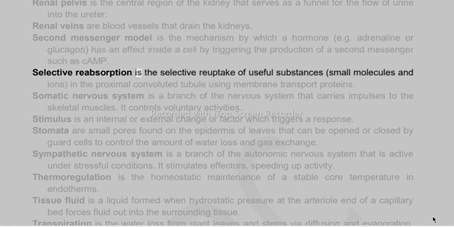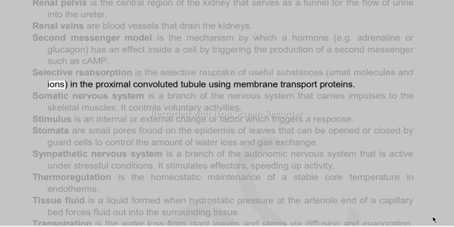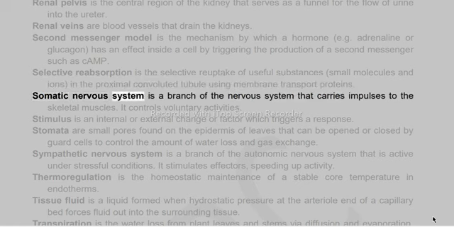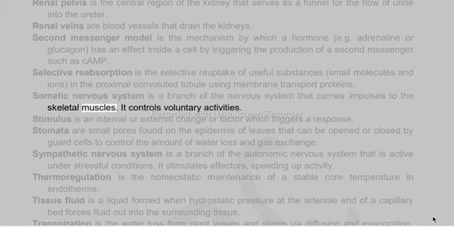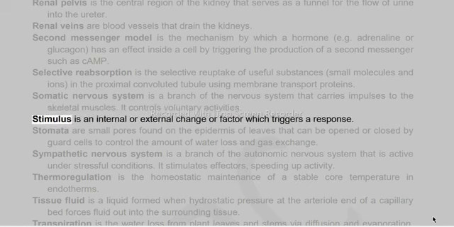Selective reabsorption is the selective reuptake of useful substances, small molecules and ions, in the proximal convoluted tubule using membrane transport proteins. Somatic nervous system is a branch of the nervous system that carries impulses to the skeletal muscles. It controls voluntary activities. Stimulus is an internal or external change or factor which triggers a response.